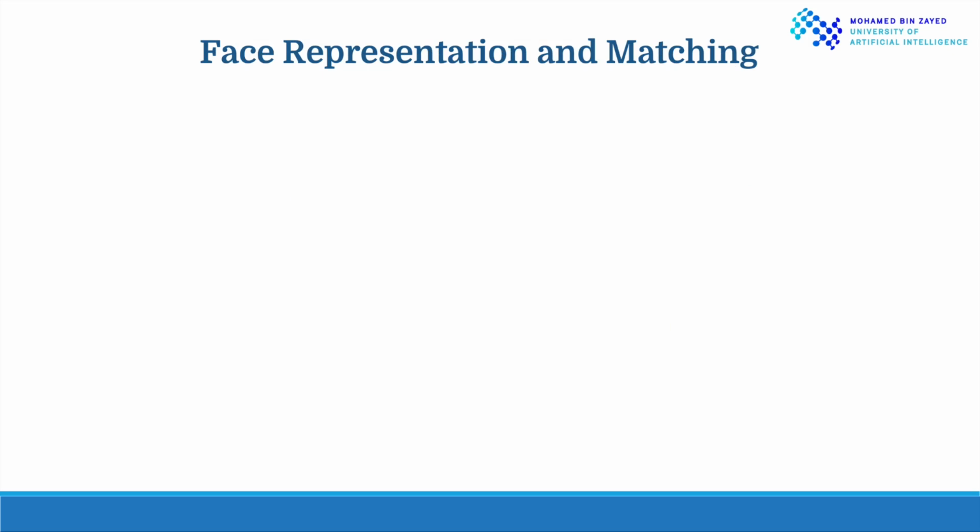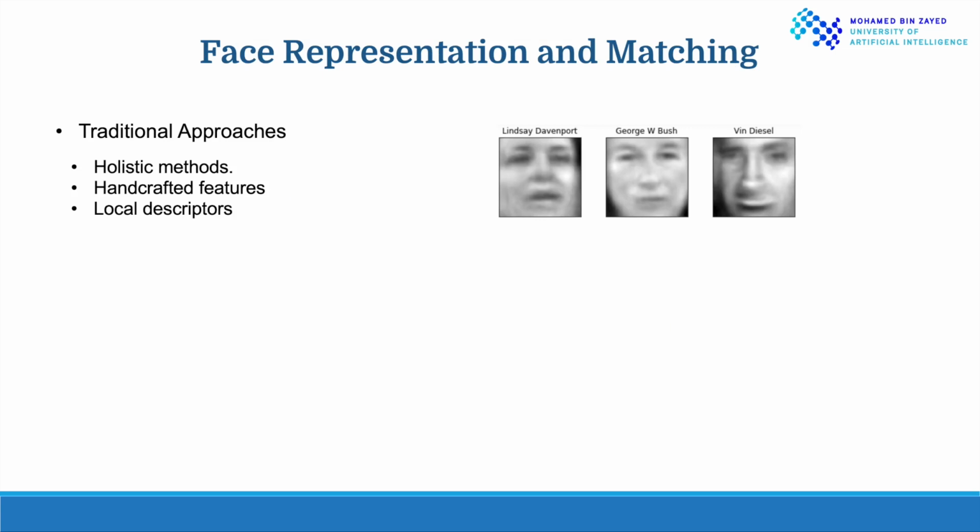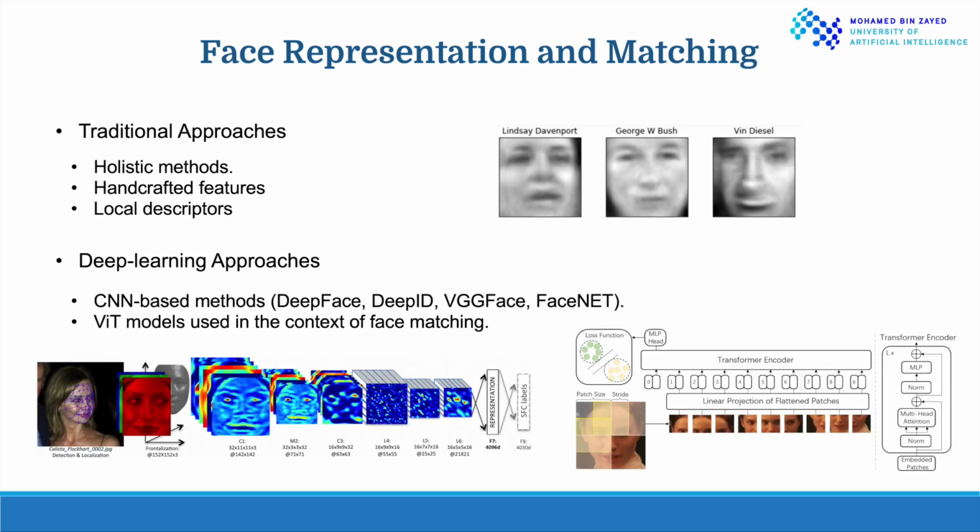Face representation and matching schemes have evolved over the years, from the use of holistic methods, handcrafted features, and local descriptors, to the use of deep learning-based models, such as DNNs and vision transformers. Most of the early methods addressed one aspect of the unconstrained face challenges. They typically couldn't handle large intra-user variations in pose, expression, illumination, and aging.